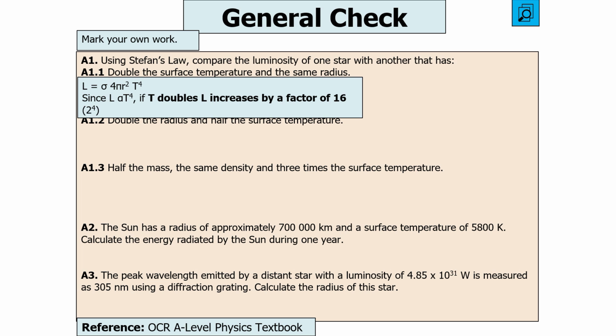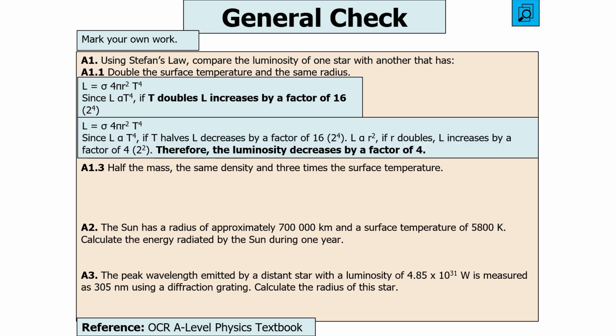The next one, we're doubling the radius and halving the surface temperature. Well, if L is proportional to T to the 4, if T halves, then L will decrease by a factor of 16, 2 to the 4. But L is proportional to r squared because A equals 4 pi r squared. So if r doubles, L increases by a factor of 4. So therefore it decreases by a factor of 16, increases by a factor of 4. So therefore the luminosity will decrease by a factor of 4.